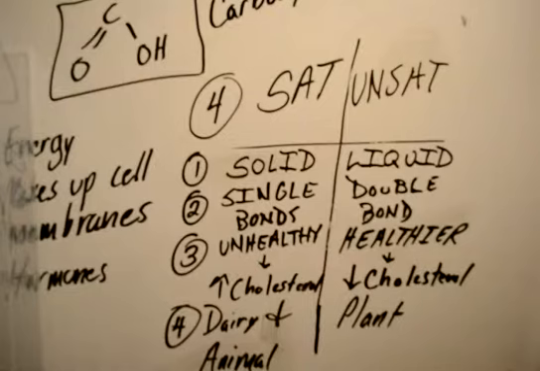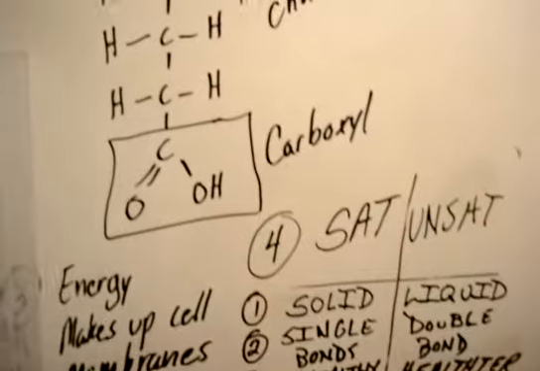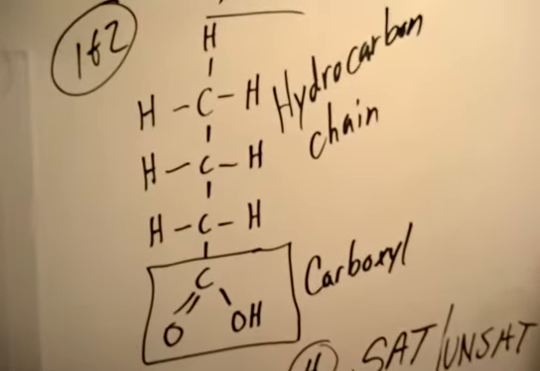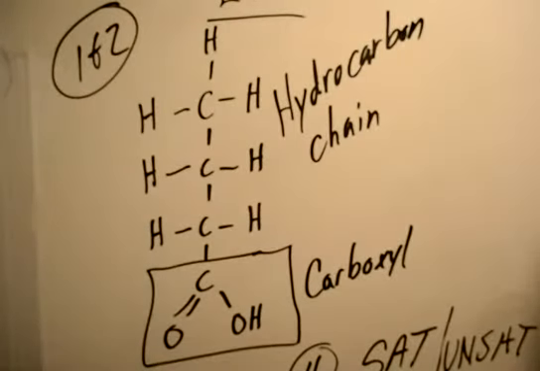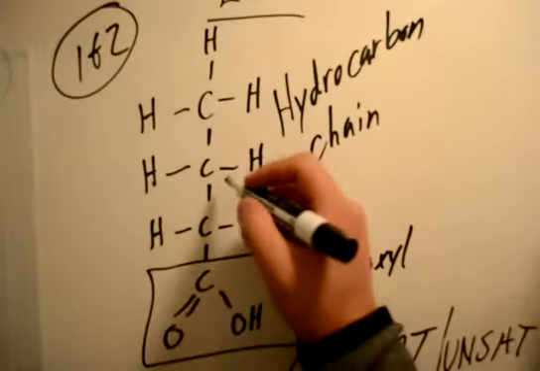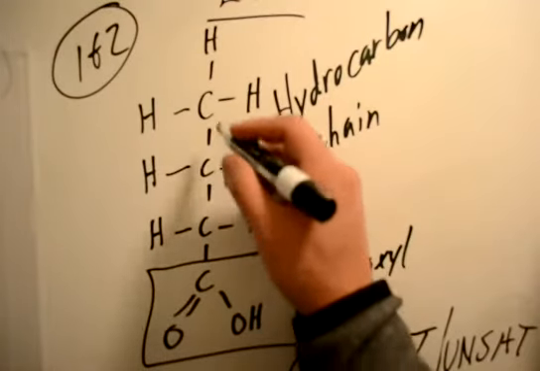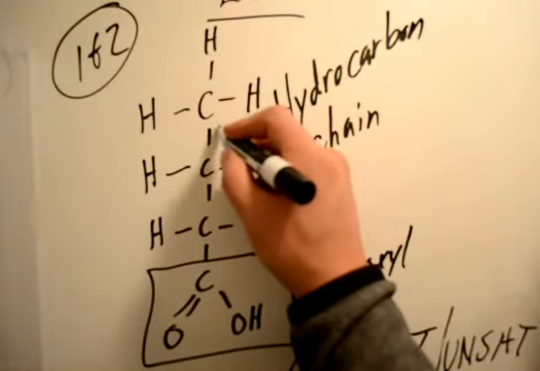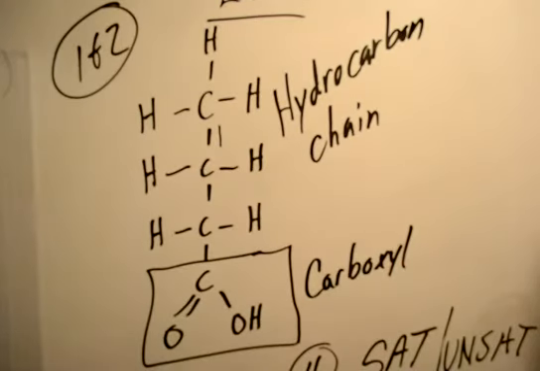Now for the second difference, saturated fats are single bonds, whereas unsaturated fats have at least one double bond. So if you want to look back up here with the different monomers. What you're seeing right now with the fatty acid is that this would be considered a saturated fat. However, if we added a double bond in between any of these carbon to carbon atoms, such as that, now we have an unsaturated fat.